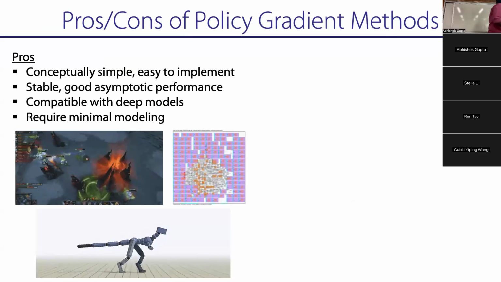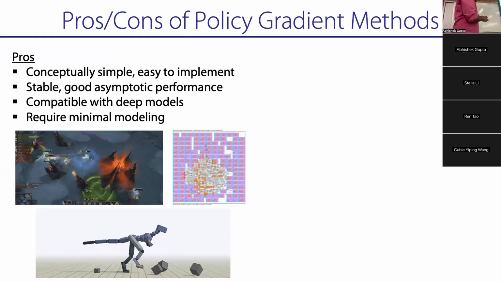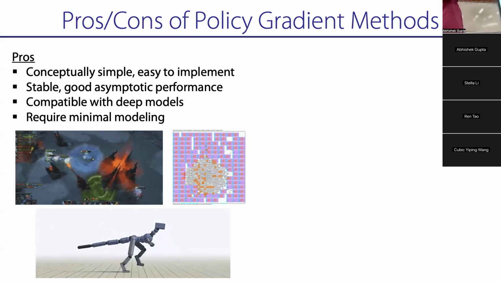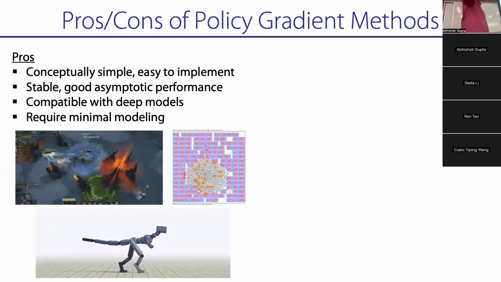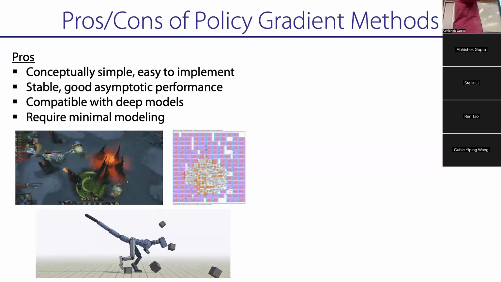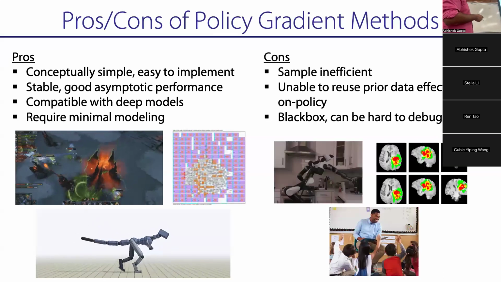So overall, the pros and cons of policy gradient is that it's simple, easy to implement. It often works really well. It often works better than any of the other methods asymptotically. So if you ever want to max out performance, use PPO. Don't use SAC or any of the other algorithms. They tend to do worse. And they don't require a lot of modeling on your environment. So you can use it black box. So you can apply it to chip design or graphic character control or whatever else.